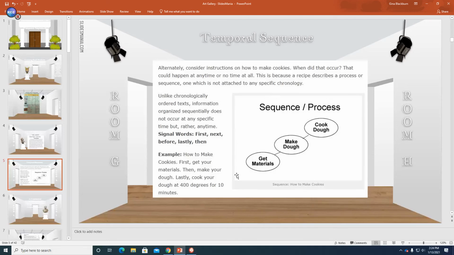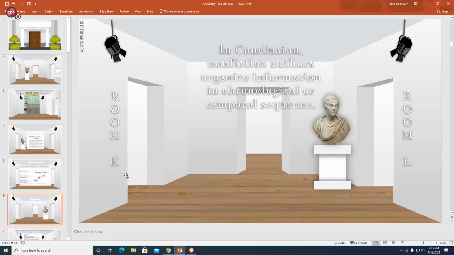And here's a nice graphic organizer to help you remember the sequential process. Remember, this temporal sequence is the same as sequential process, but we are calling it temporal sequence. You get your materials, you make your dough, and you cook your dough. That would be the temporal sequence for this activity. Okay, so this is a text structure, temporal sequence. All right, so we're going to move on.